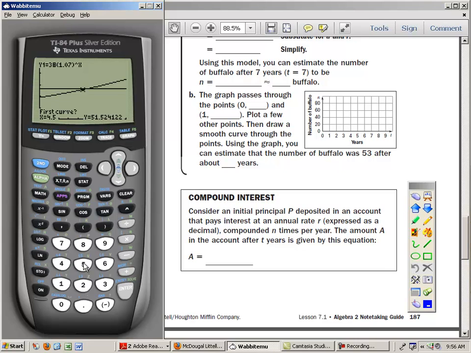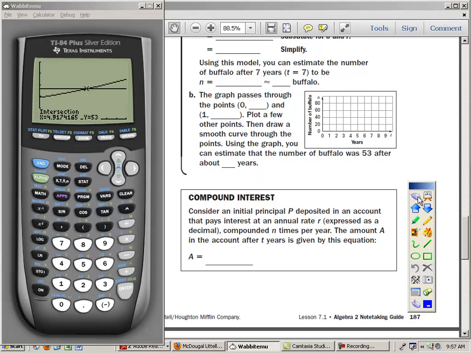So option number 5, the first curve is my exponential curve. You can see here I'm on that curve. My second curve is there, and now my guess is it's probably right around in there somewhere. And it tells me that the intersection is roughly 4.9 years. So after 5 years, roughly, we'll have our 53 buffalo. Okay, so this is roughly 5 years. All right, so that's a real good way to take a look at that on a graphing calculator.